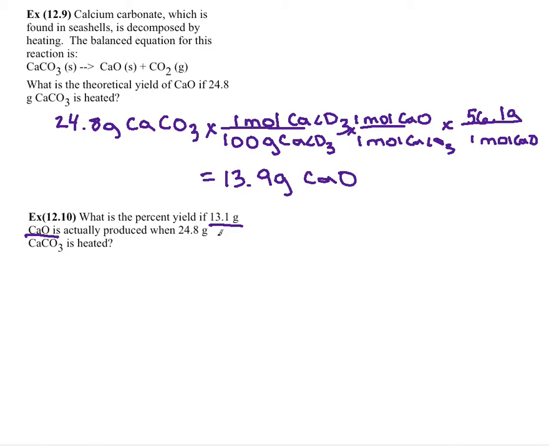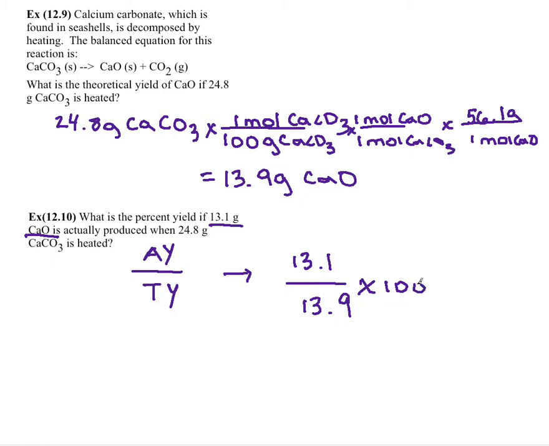So the next thing that I'm going to have to do for this example problem is look at my percent yield. Remember, percent yield is your actual yield over your theoretical yield. So here, my actual is the 13.1, what I actually got in the lab, over theoretically what I should have gotten, which was 13.9 grams. I'm now going to multiply that by 100, and I end up getting, I believe, 94.2%.